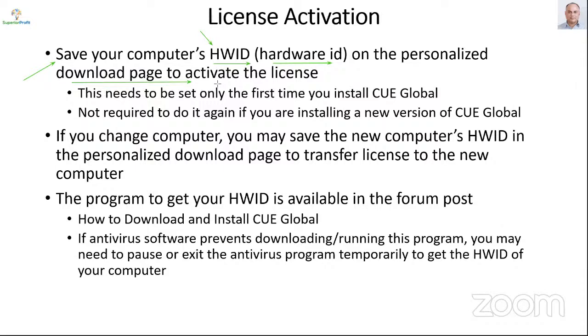That will tell the personalized download page, which is also part of the license control system, that this is the computer that is having Q Global active license now. This needs to be set only the first time you install Q Global. Not required to do it again if you are installing an updated version of Q Global, because you would have set the hardware ID already when you do the first installation. For an enhanced release of Q Global, you will carry out the Q Global install steps, but you don't need to set hardware ID again.